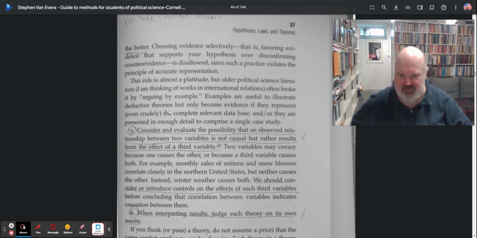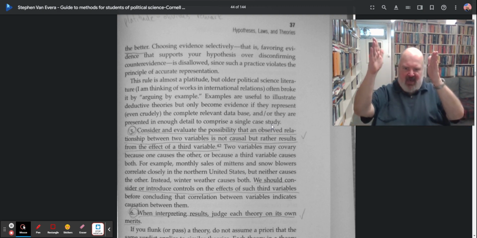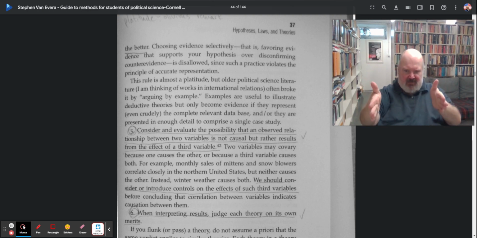In other words, examples are used to illustrate deductive theories. Examples are useful to illustrate deductive theories, but only become evidence if they represent, even crudely, the complete relevant database, or they present enough detail to comprise a single case study. In other words, a case can only become evidence if it has enough detail to comprise a case study.